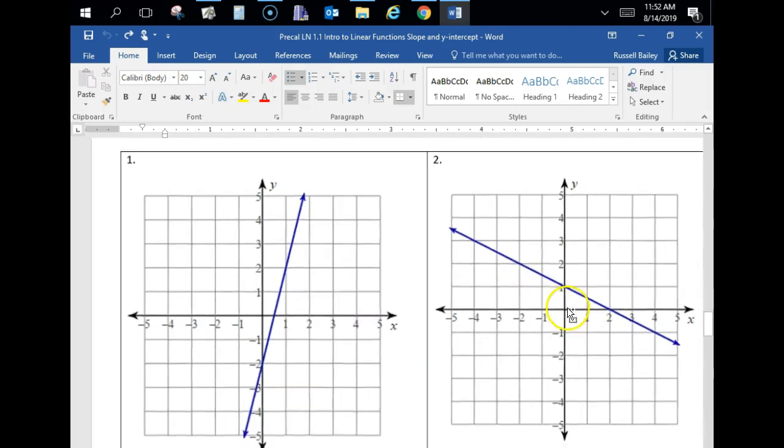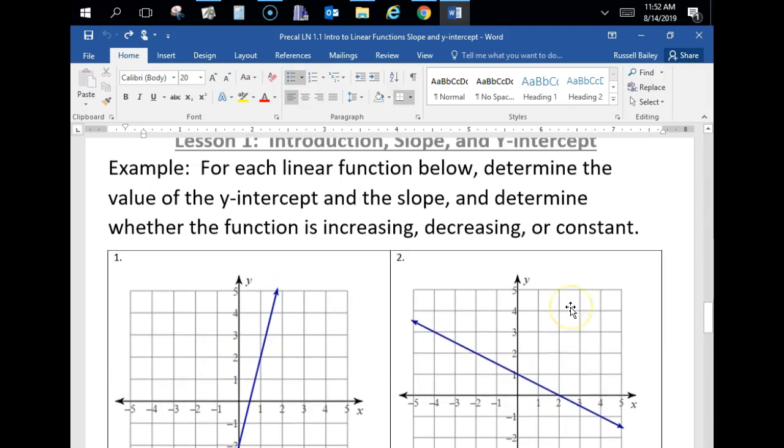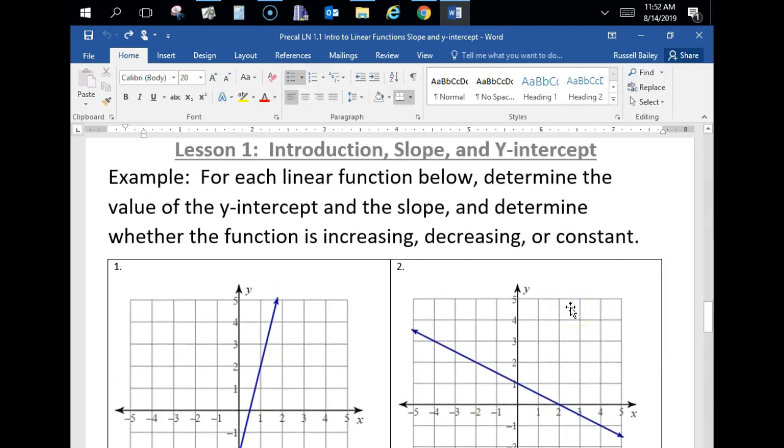The directions ask us to do 3 things. Let's read our directions first. It says, for each linear function below, determine the value of the y-intercept, so we want to find that. Then we want to find the slope, and then they want us to decide if it's an increasing, decreasing, or constant function. Okay? So that's our goal. We're going to do those 3 things for all of these problems. So 3 things. Let's go ahead and give it a shot.